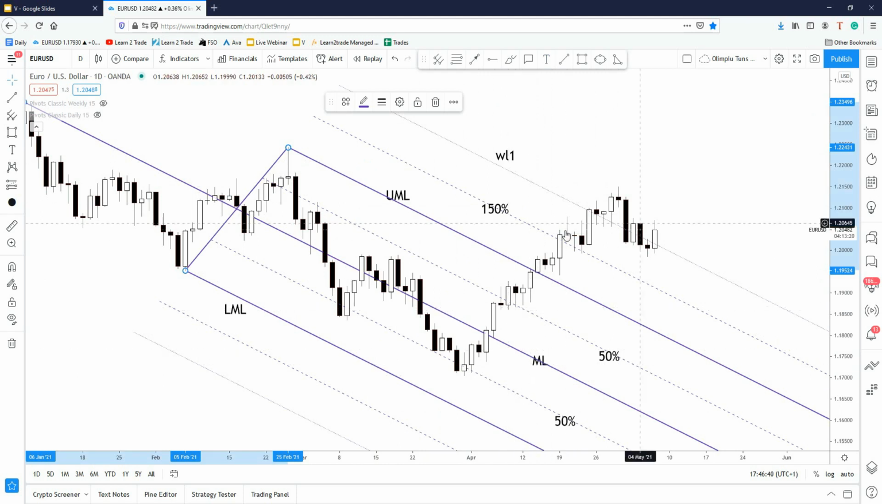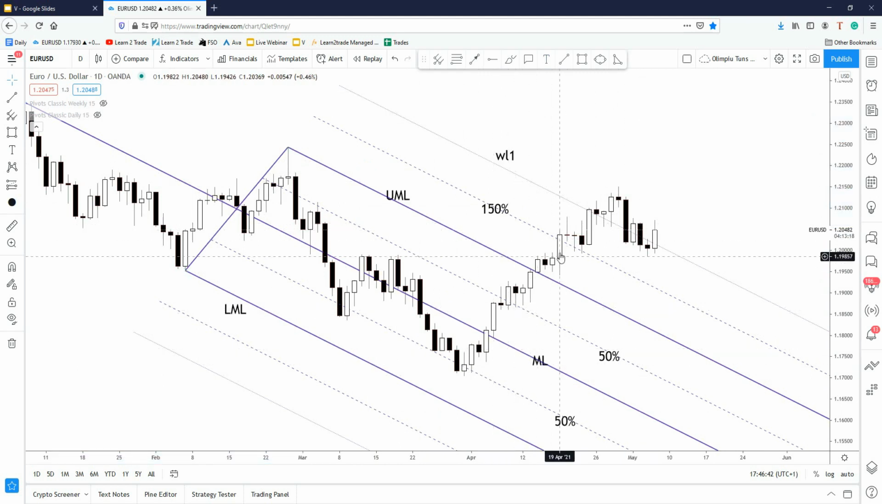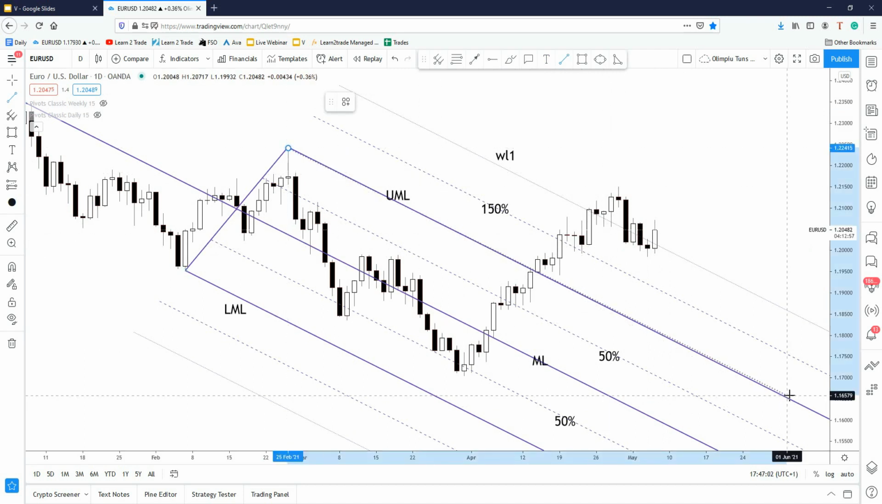Sorry guys. So as you can see here, the price has increased, has registered the valid breakout here above the 150% line, and then it has continued to increase towards the first warning line. And now the price has decreased a little to test and retest the broken warning line, and if the price will stabilize right above it, then it could continue to increase towards the second warning line.